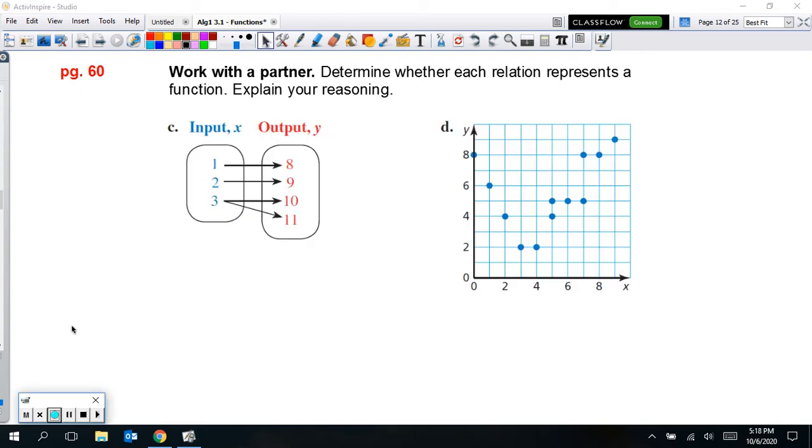Okay, so try C and D now, and again, pause the video, get an answer for C and D, determine whether these relations are functions, and then play it and see if you're correct.